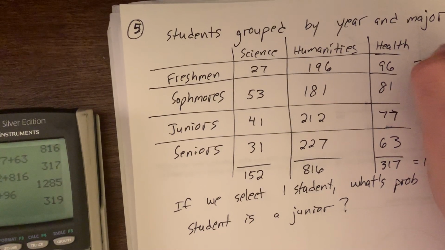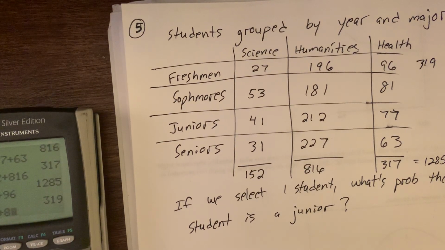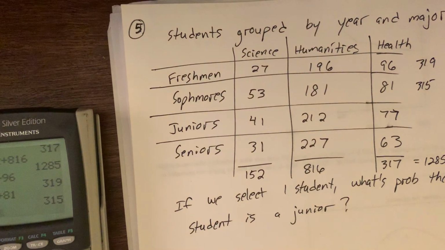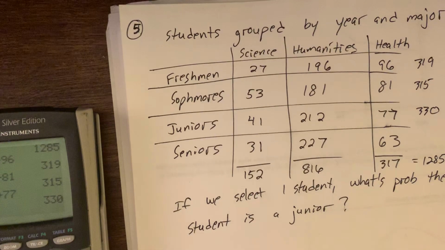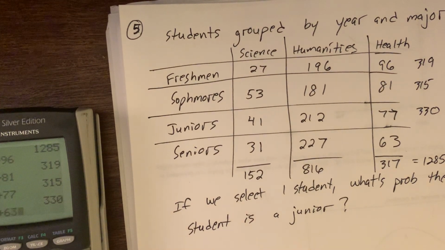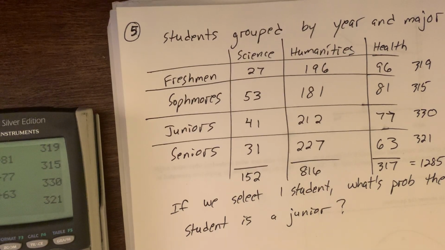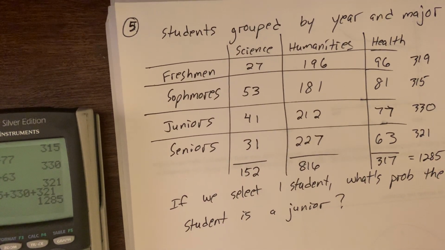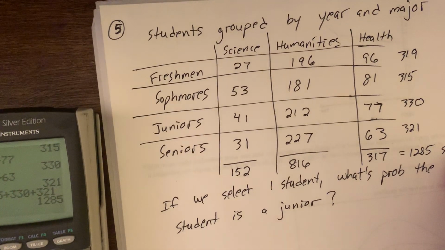I would have had 319 total freshmen, then 315 sophomores, 330 juniors, 321 seniors, which gives us the same 1,285 students. So, again, didn't have to do all this, just a good thing to point out.